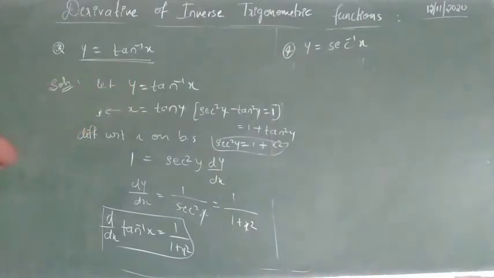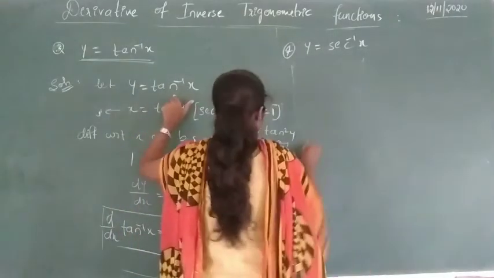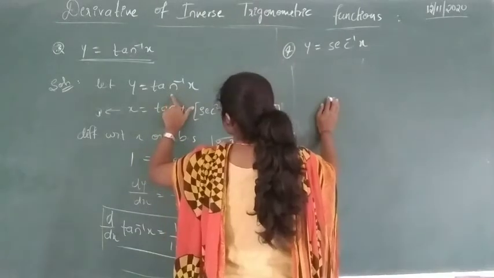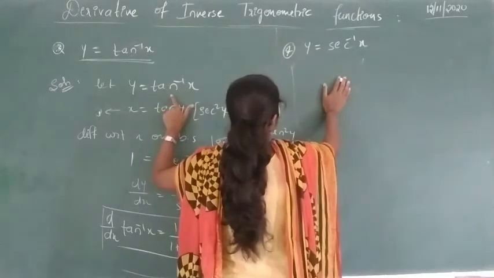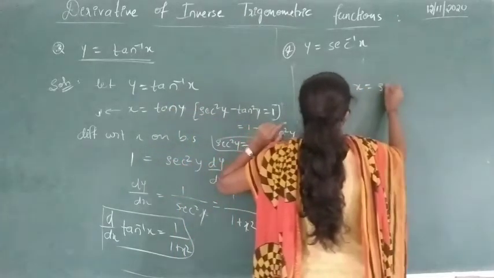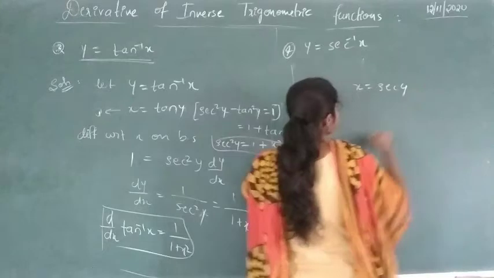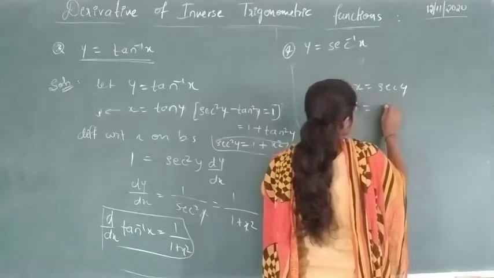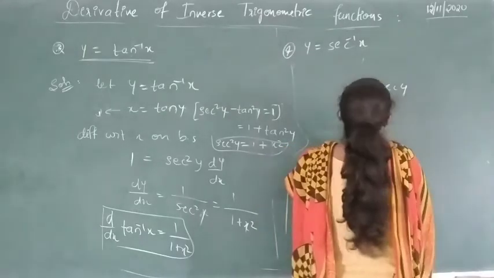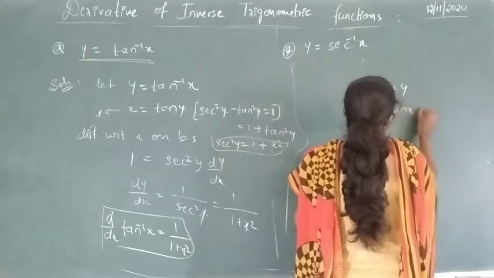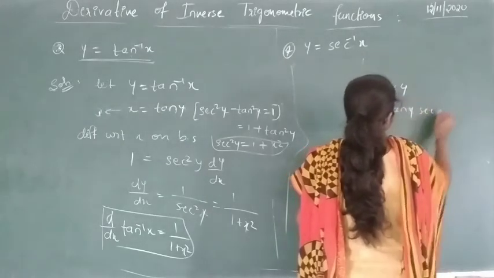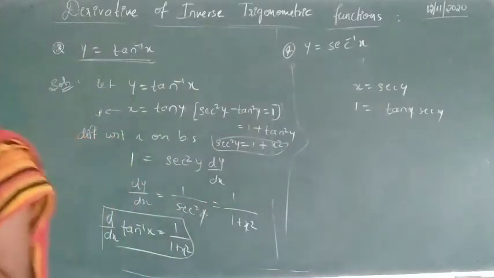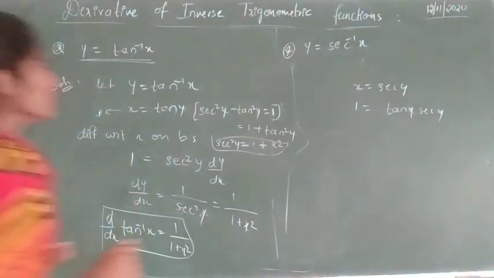Similarly, the derivative of secant inverse x: use the same formula and try to do it. That is very simple. Directly I will do this. Try to understand and try to solve by your own. Secant inverse x is equal to y, so x becomes secant y. Then if I differentiate this function, derivative of x is 1. Derivative of secant y is tan y into secant y. Isn't it? Derivative of secant y is tan y into secant y.